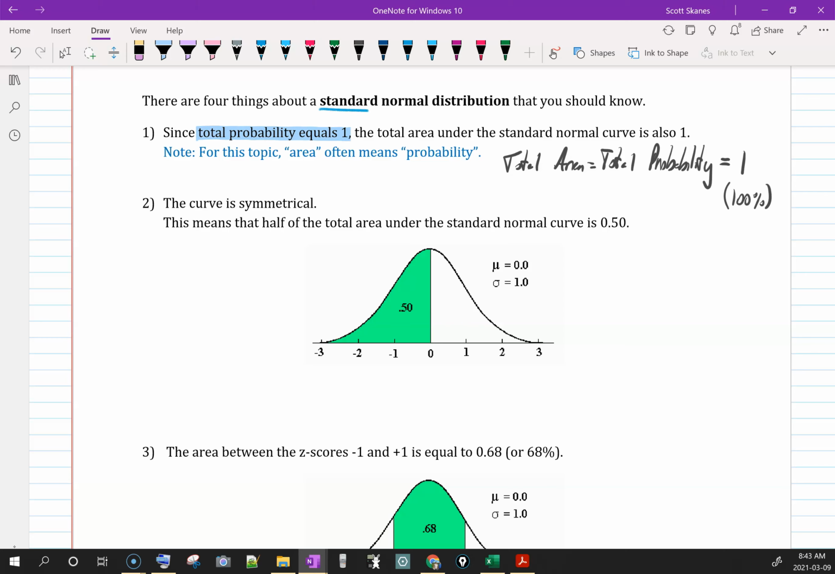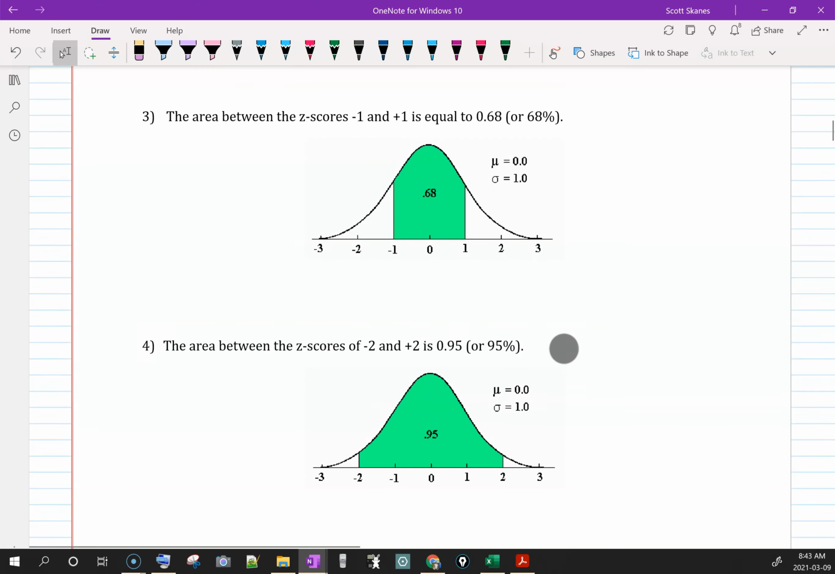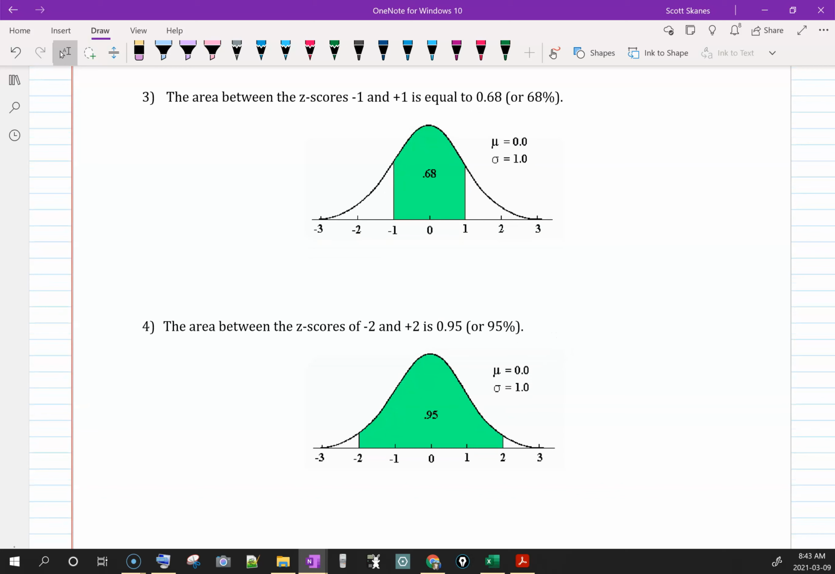The second point here is that the curve is symmetrical, which means that the left side is the exact same as the right side. For us, what that means is that half of the area is going to be 0.5. So on the left side of the curve, we always have 50% of the data, which is why we have that 0.5. On the right side of the curve, we also have 50% of the data. That's really important because it means that our data is cut in half on left and right, and it's nice, easy numbers to remember. Our third piece is that the area between z-scores -1 and +1 is equal to 0.68.